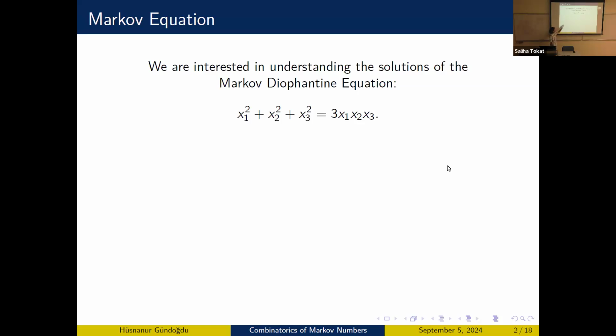This Diophantine equation is called the Markov equation, and we will try to find some solutions and understand them. We call solution triples with positive integers Markov triples. Maybe right now you can try to find some of them, and if you want, share with us.